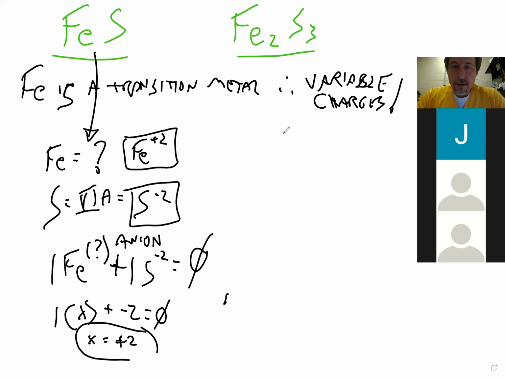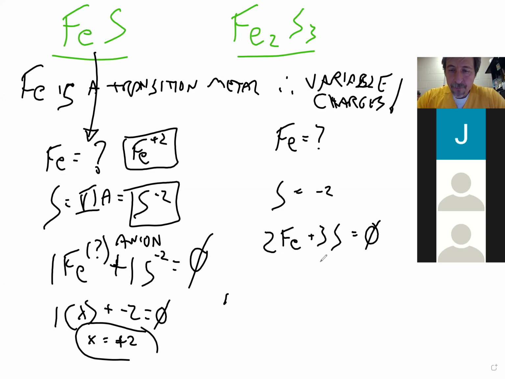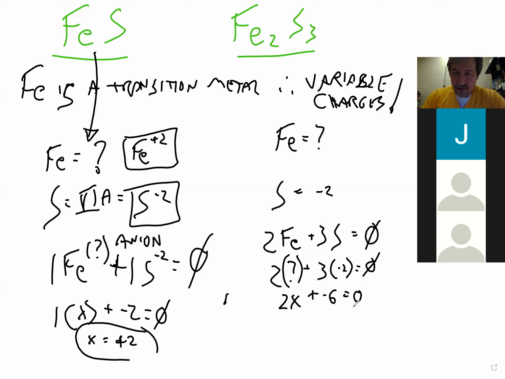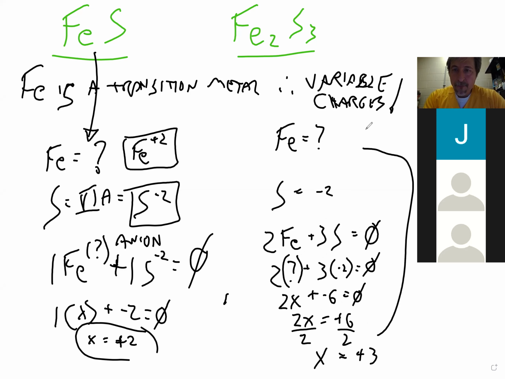Okay. So what about Fe? Sulfur is always equal to a minus 2, right? But when we have two Fe's plus 3 sulfurs, the total has to be 0. 3 times minus 2, 2 times x, right? 2x plus negative 6 is equal to 0. 2x is equal to plus 6. X is equal to plus 3. So the cation here is plus 3, and the anion here is minus 2.